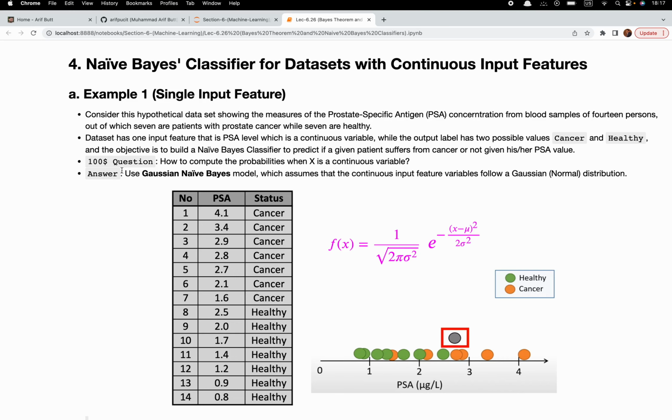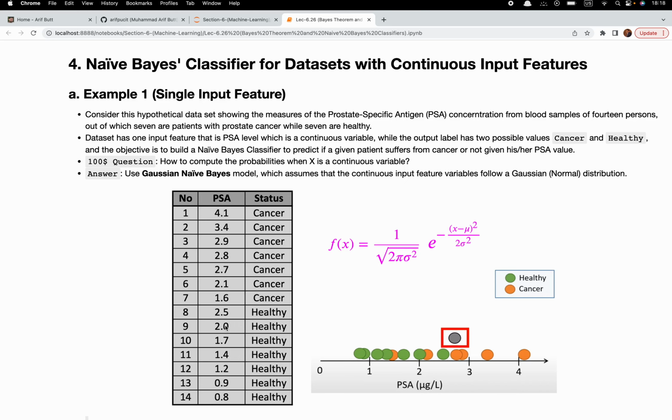Well, the answer is Gaussian naive Bayes model, which assumes that the input features follow Gaussian distribution. That is, this PSA column follows a Gaussian distribution. So other than assuming that the feature variables are independent of each other, this model also assumes that the input feature variable follows a Gaussian distribution. And remember, Gaussian naive Bayes model can still be used even if the data is not normally distributed or even if the feature variables are not independent. However, if these 2 assumptions are not met, the model may not give you very good results.